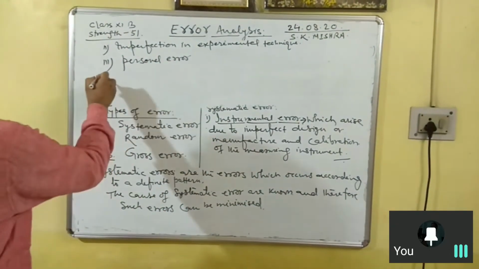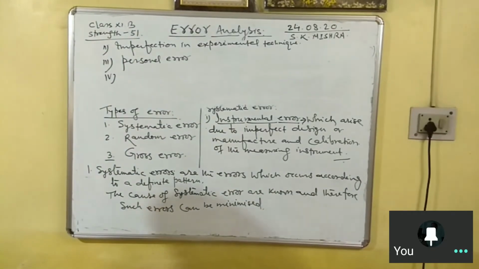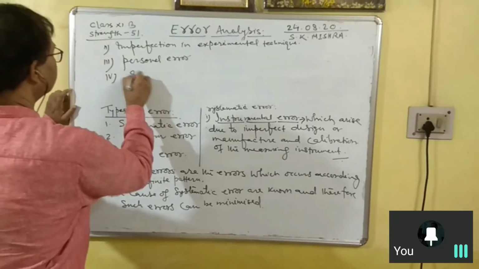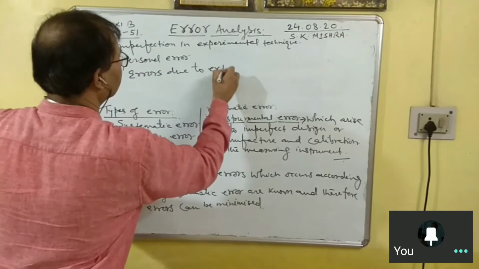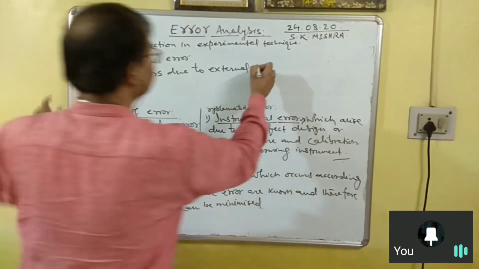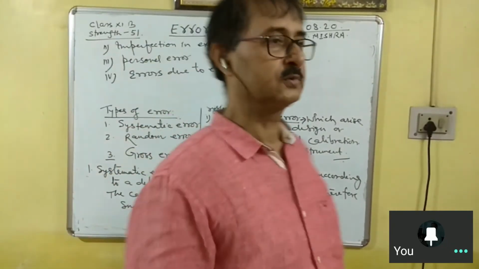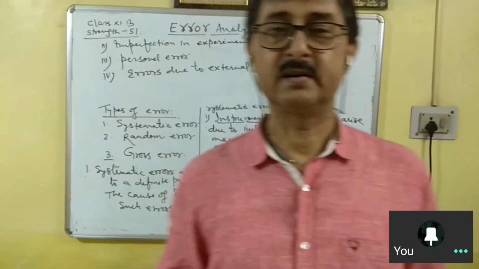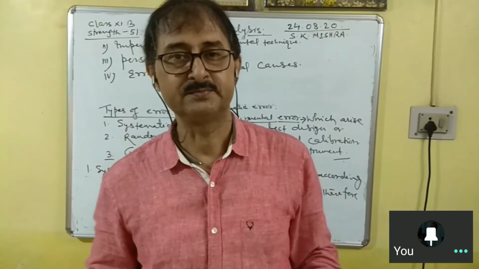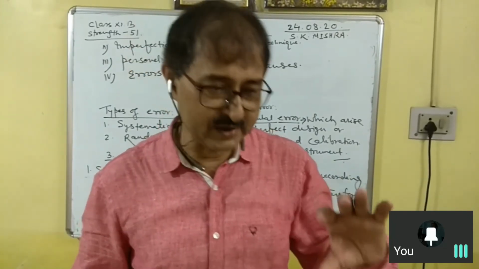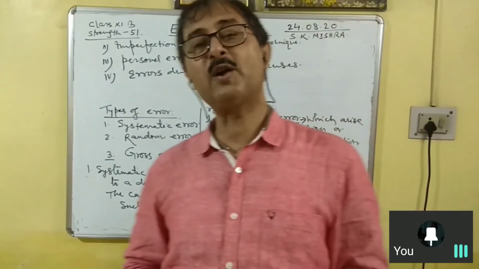Now the fourth part is errors due to external causes. Suppose you are performing some experiment where temperature should remain constant, but due to sudden change in atmospheric temperature and pressure of the environment, the change in pressure and temperature is going on. Then obviously the reading may not be correct.